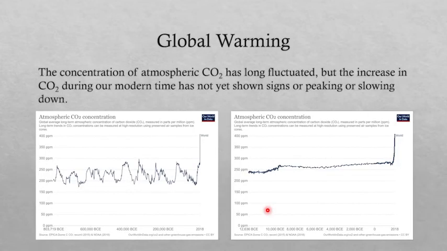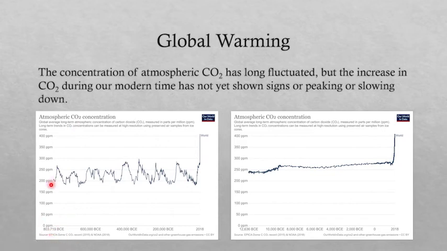That warming of the atmosphere leads to global warming. The concentration of atmospheric CO2 has long fluctuated, but the increase in carbon dioxide during our modern time has not yet shown signs of peaking or slowing down. The deniers of climate change and global warming have long argued that the concentration of carbon dioxide has always been fluctuating. This graph shows the atmospheric carbon dioxide concentration for the last 800,000 years.